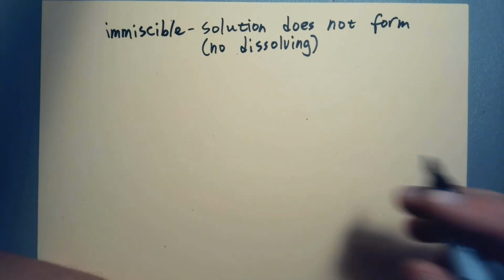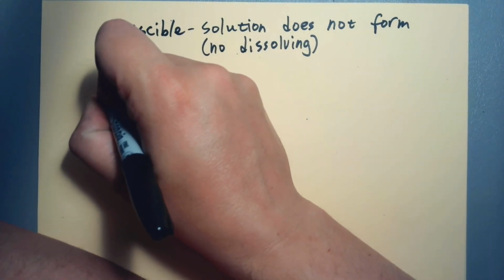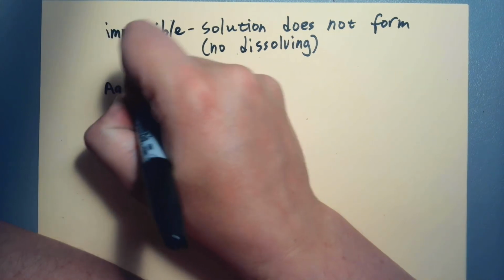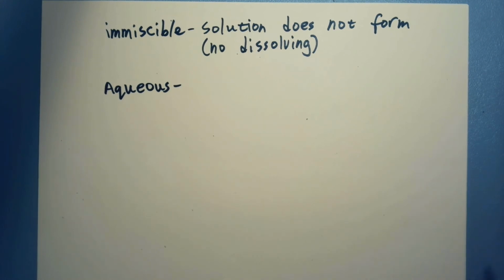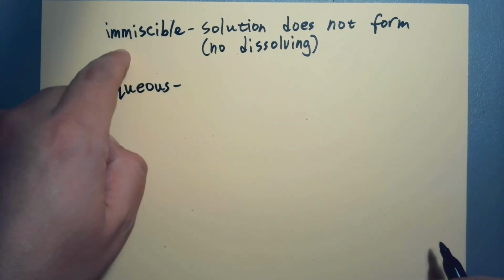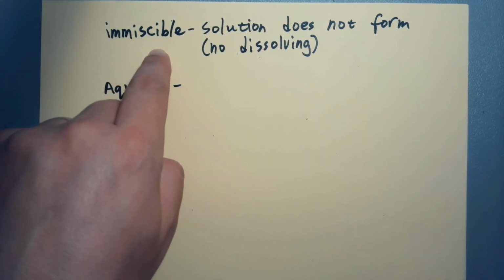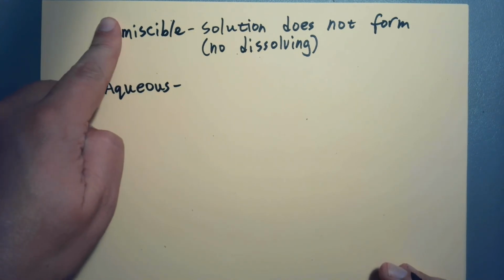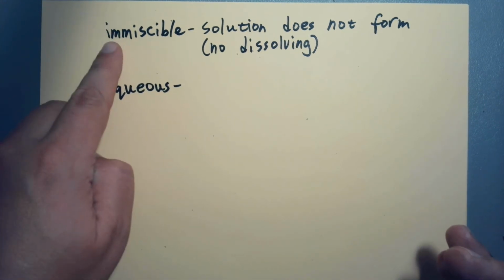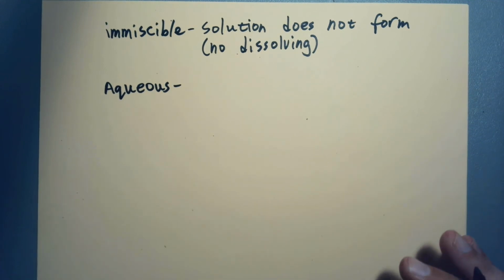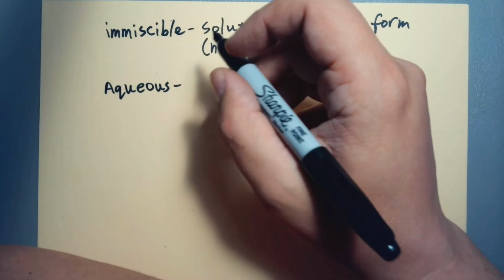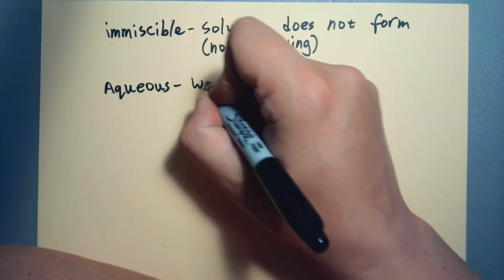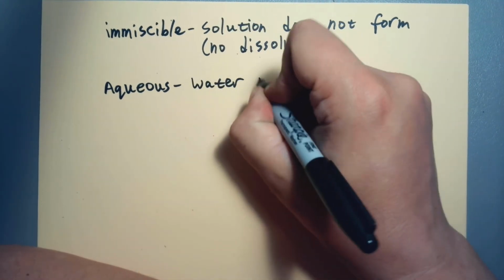And then the other term is aqueous. So you can have an aqueous solution. Oh, and before we get into that, immiscible, the opposite of that is just miscible. So if it's miscible, they mix. If it's immiscible, they don't mix. Solution does not form. So aqueous means that water is the solvent.